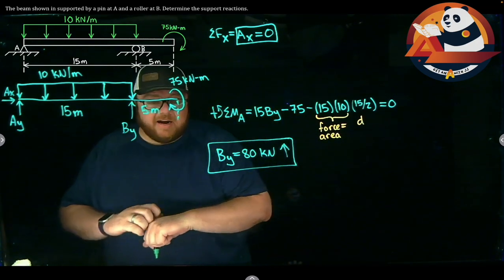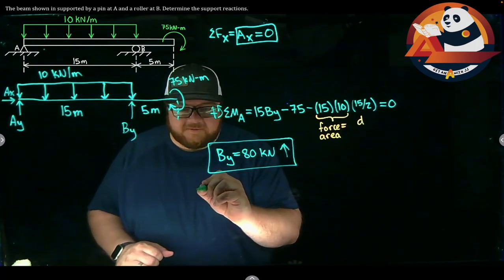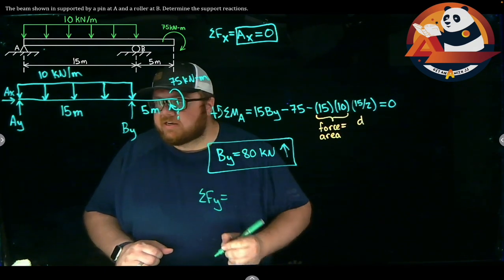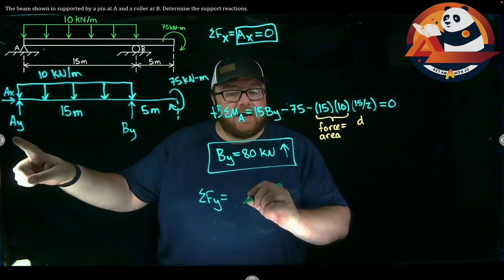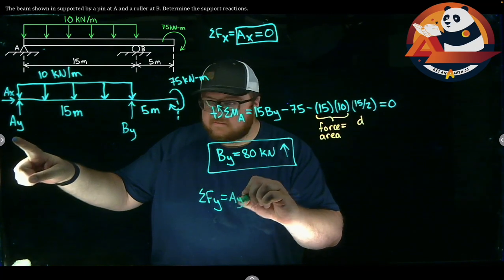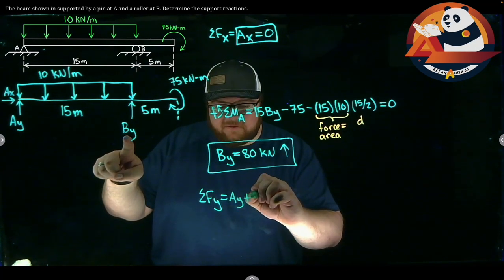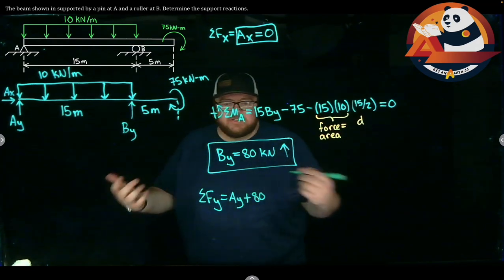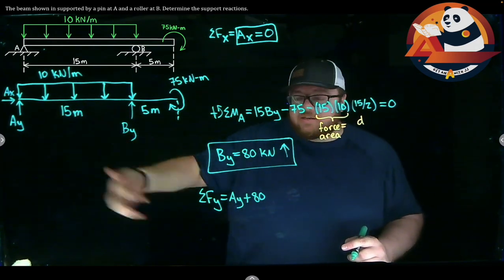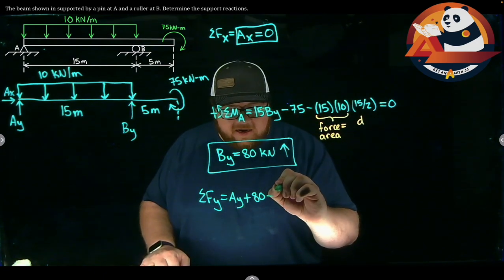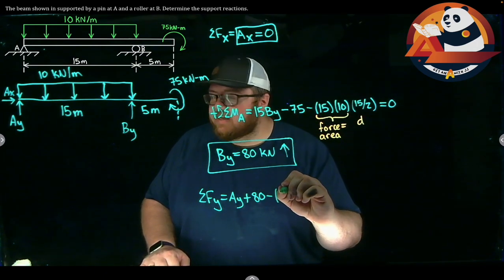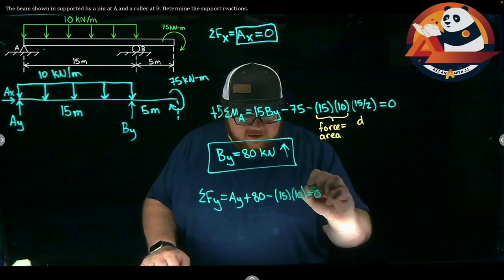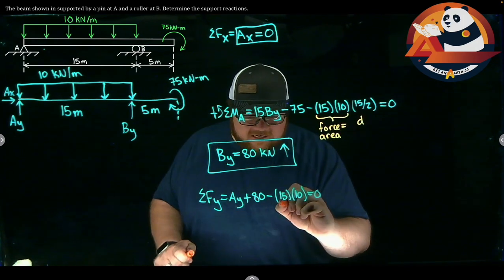If I know By, though, I can sum forces in the y direction to finish my problem. Summing forces in the y direction. I have an unknown Ay going straight up. I have By going up, plus 80. And I have my distributed load coming straight down. For a distributed load, again, we just want the area as the force. I'm summing forces, so I'll just say minus area. Base is 15. Height is 10. Equals 0.